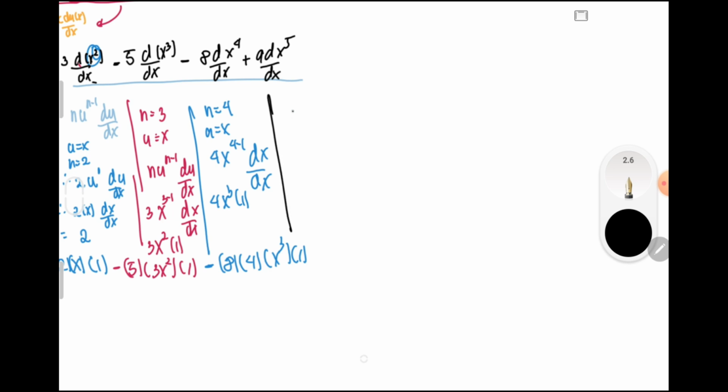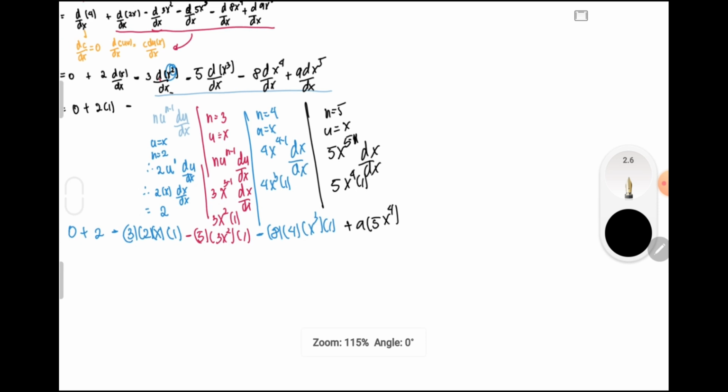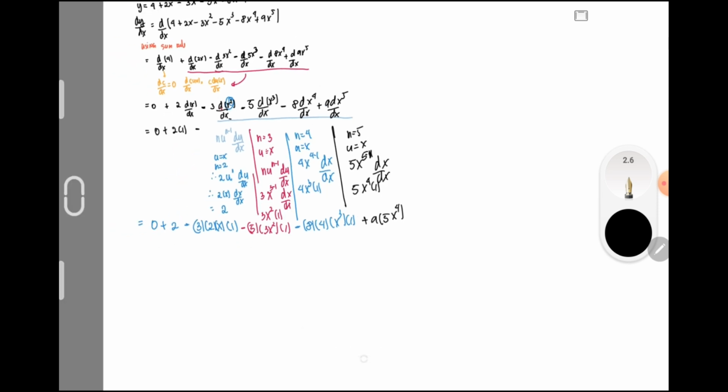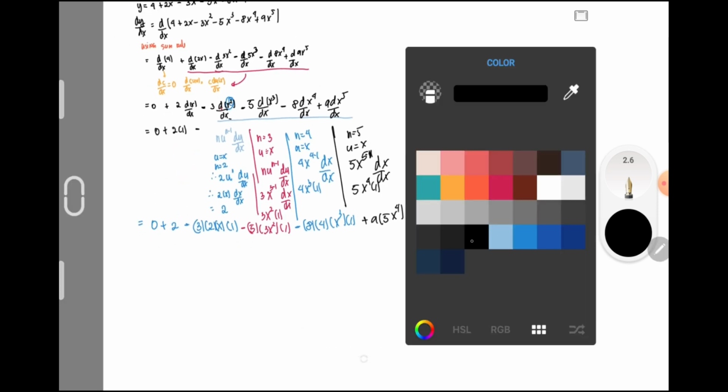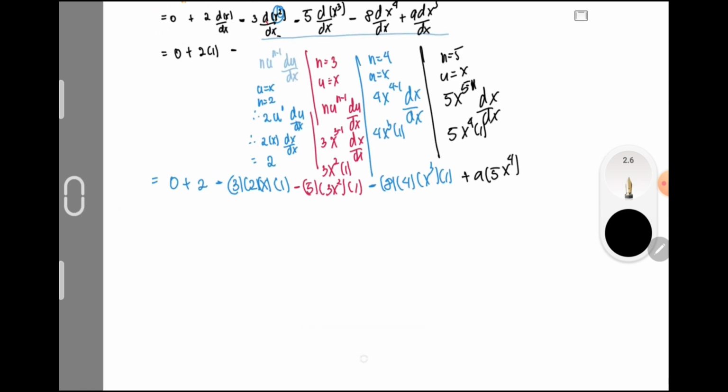So take note that our n will be equal to 5, our u will be equal to x. So therefore we'll have 5x raised to 5 minus 1 dx with respect to dx will have a value of 5x raised to 4 multiplied by 1. So plus 9 multiplied by 5x raised to 4. Yan. So 5x raised to 4.